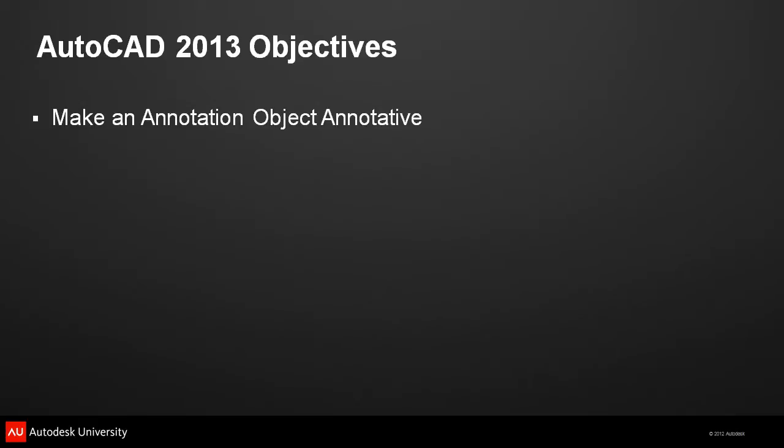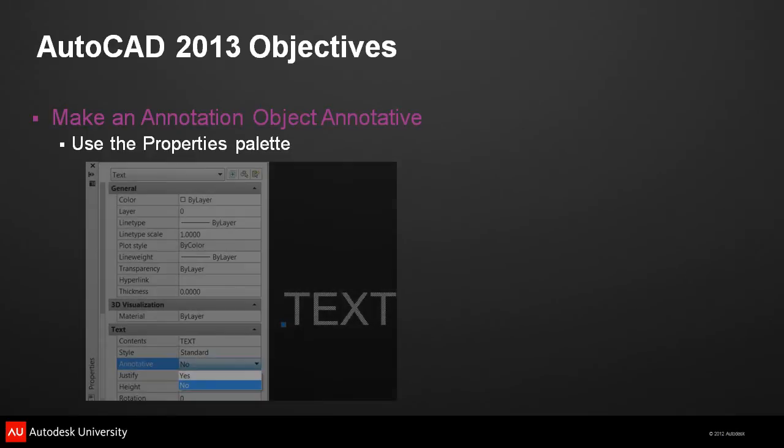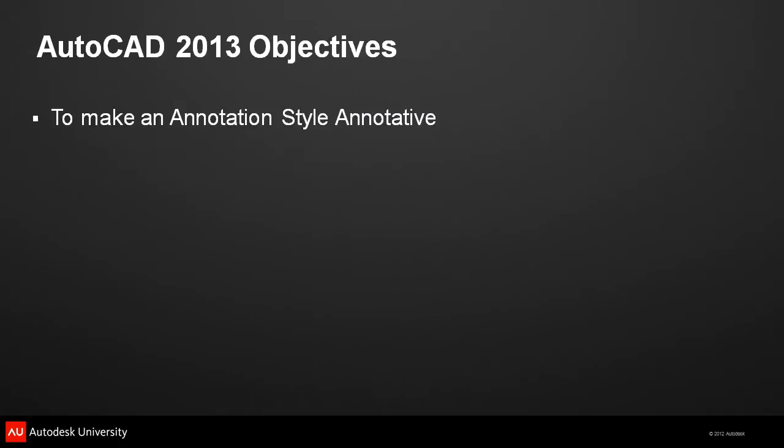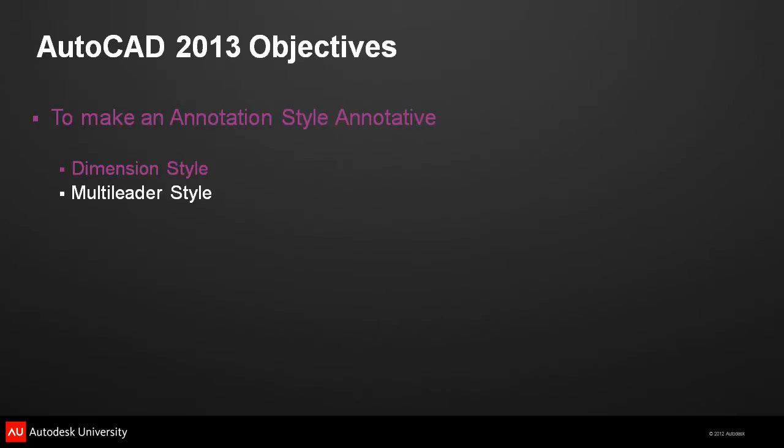So how would we take an object in AutoCAD that's not annotative and make it annotative? Well, let's use the example of a simple piece of text. If we select the text, we can go into the Properties palette and change the annotative property to yes, and now that piece of text becomes annotative. And in a few seconds, I'm going to talk to you about why that is important. So, to make an annotation style annotative, not an object, now we're going back to the annotation styles. We can go into a dimension style and set it to be annotative, multi-leader style to be annotative, or text style to be annotative. So you can have styles annotative or objects annotative.